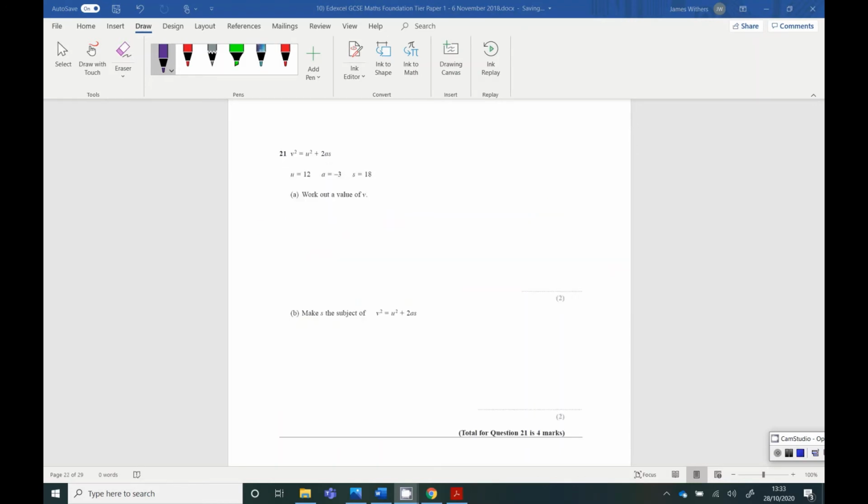Question 21, part A. So work out the value of V. So V squared equals U squared, so that's 12 squared, plus 2 times minus 3 times 18. So 12 squared means 12 times 12, which is 144. Now here we've got 2 times minus 3, which is minus 6, and then minus 6 times 18.